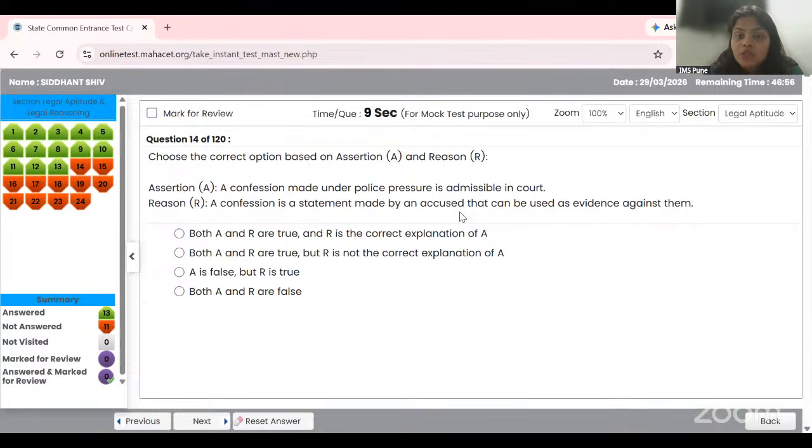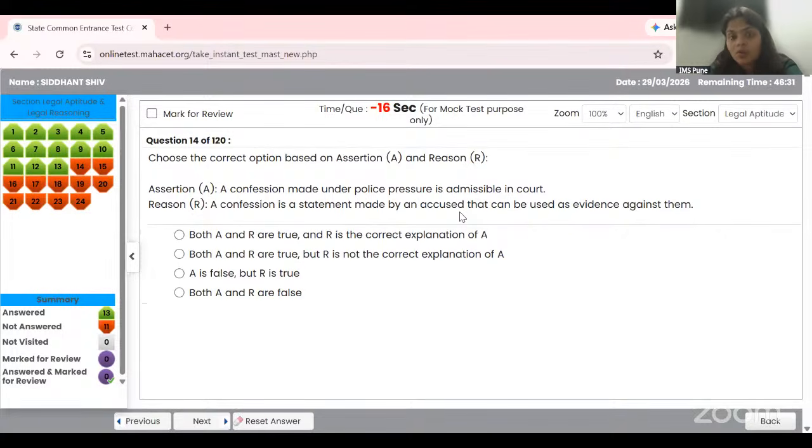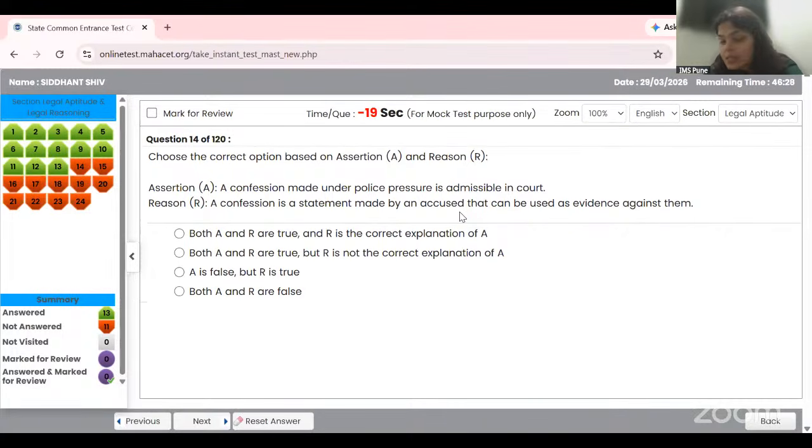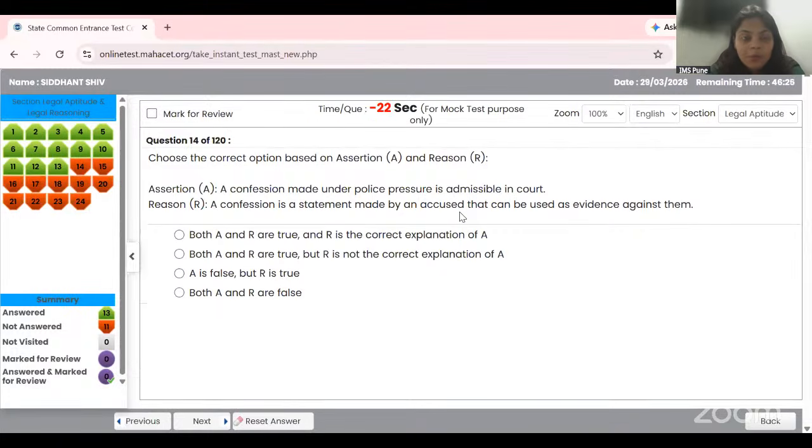In order to answer assertion reasoning question, always first check whether assertion is true or not, whether reason is true or not, and only then check whether you can connect both the sentences using the term because. So if let's say I have to say that XYZ is a murderer because he killed the other person, or his offense falls under the relevant murder provision, that is when you will say that it is the correct explanation. So make sure that we are following this concept when we are marking assertion reasoning.